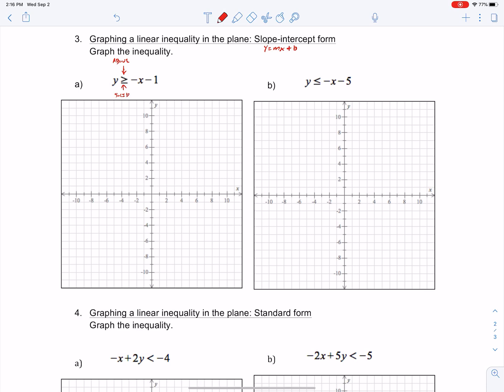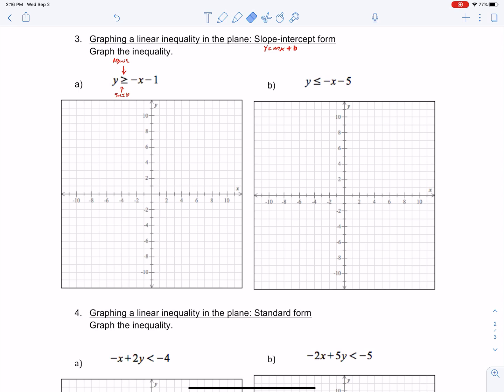A little bit of a trick that helps me remember if it's solid or not: there's literally a solid bar right under this line, the equal to's part. It's literally a solid line. So I hope that trick helps you remember if it's solid or not. I know it does for me, so I want to share that little tip with you. So let's go ahead and draw this.